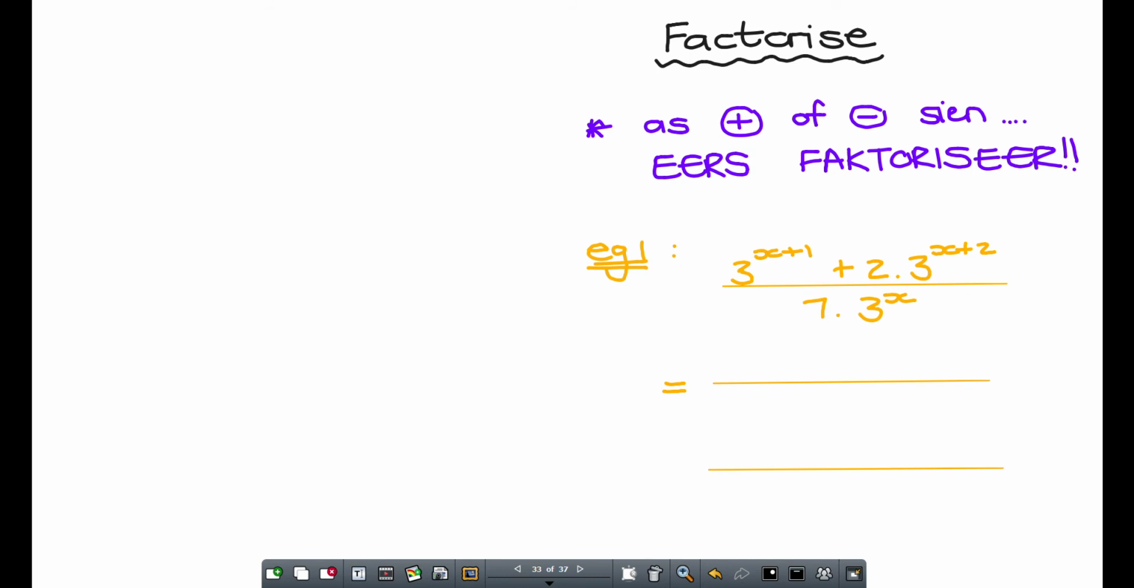Daai 3 tot die mag x plus 1. If I were to break that up, that's actually 3 to the power of x times 3 to the power of 1. Want, onthou, my reël sê mos, as basis dieselfde is, kyk gou hierso, ons werk gou in reverse. As basis dieselfde is and we are multiplying, what do I do with exponents? I add. So then it would be 3 to the power of x plus 1. Is julle by? So all I did is I broke those up and said this will be 3 to the power of x times 3 to the power of 1. Okay. Nou het ek my gewone plus.